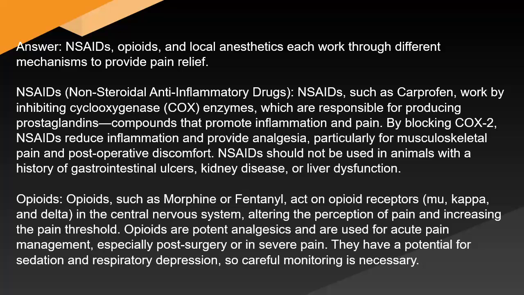NSAIDs should not be used in animals with a history of gastrointestinal ulcers, kidney disease, or liver dysfunction. Opioids. Opioids, such as morphine or fentanyl, act on opioid receptors mu, kappa, and delta in the central nervous system, altering the perception of pain and increasing the pain threshold. Opioids are potent analgesics and are used for acute pain management, especially post-surgery or in severe pain. They have a potential for sedation and respiratory depression, so careful monitoring is necessary.